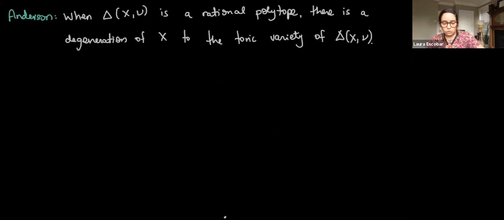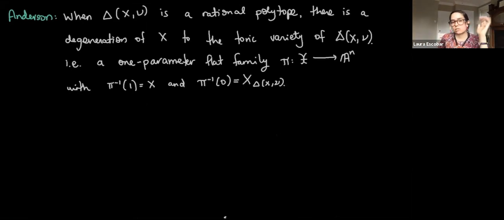So one thing to motivate Newton-Okounkov bodies is this theorem from Dave Anderson. He said that, okay, in general, the Newton-Okounkov valuations is too general of a theory, so in general your body can be very complicated, but it can be a rational polytope, like we saw in the previous slide. So when that very nice situation happens, you will have a degeneration of your variety to the toric variety of your polytope.